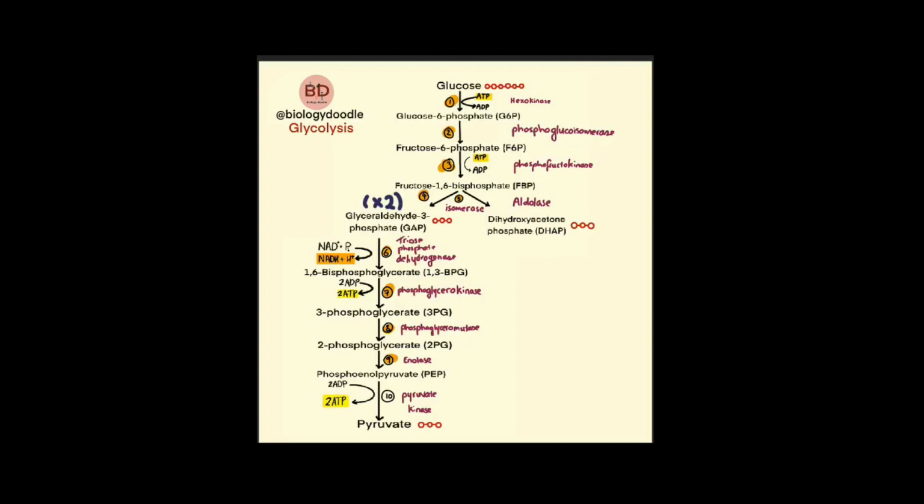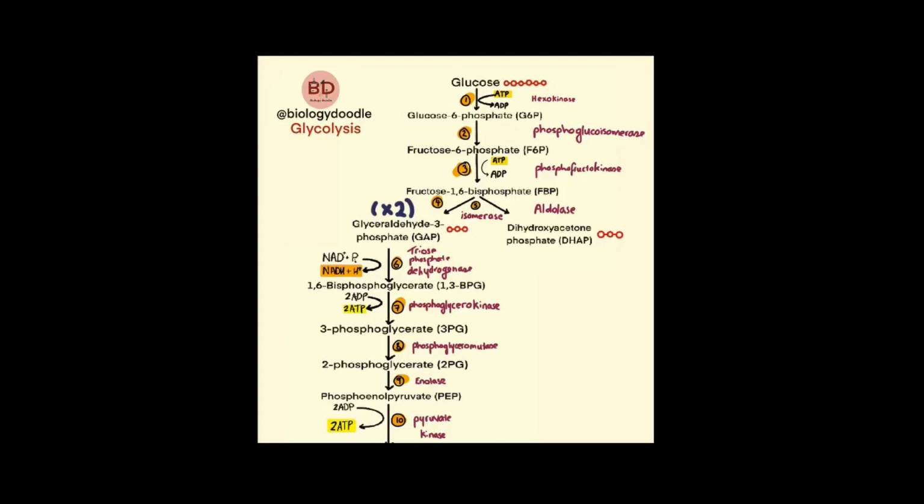Step 9. Enolase causes a double bond to form in the substrate by extracting a water molecule, yielding phosphoenolpyruvate, or PEP, a compound with a very high potential energy. And lastly, step 10. The phosphate group is transferred from PEP to ADP, which is a second example of substrate level phosphorylation, overall forming pyruvate.